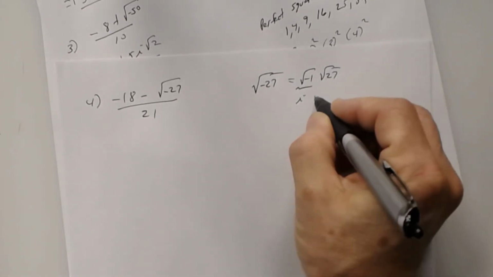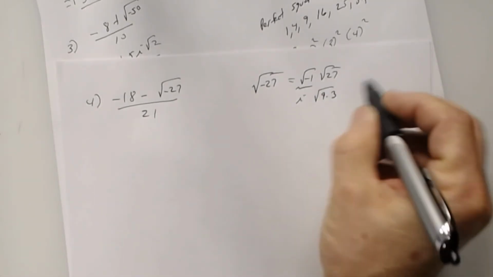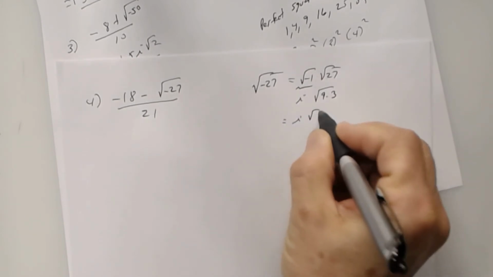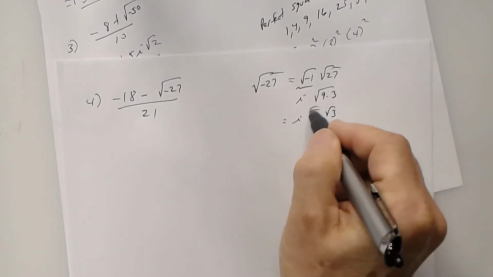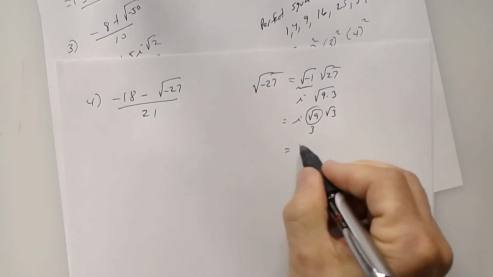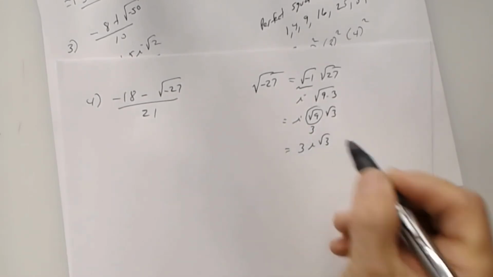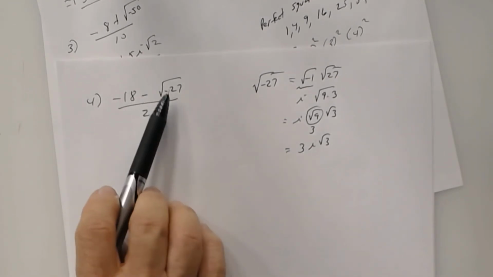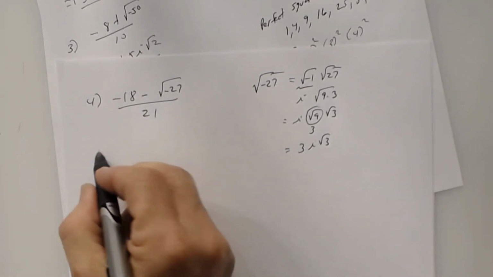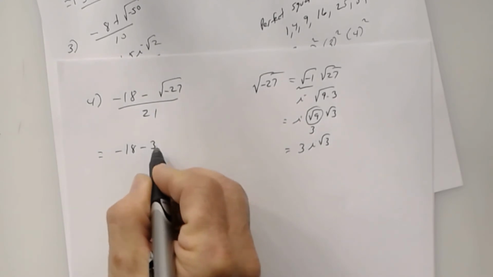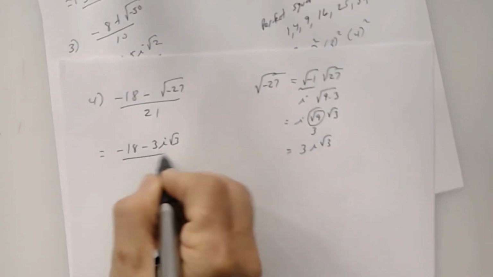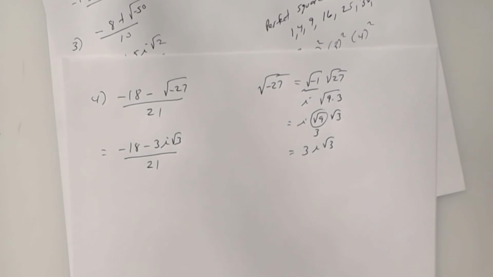Is there a perfect square besides 1, and always use the largest, that goes into 27? 9. So that's 9 times 3. So this becomes a square root of 9 times 3. So that's i, square root of 9, square root of 3. And what's the square root of 9? 3. So I'm going to get 3i square root of 3. Okay? So that goes here. So that's negative 18 minus 3i square root of 3 all over what? 21. All right?